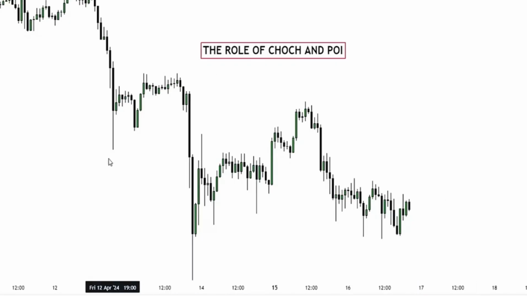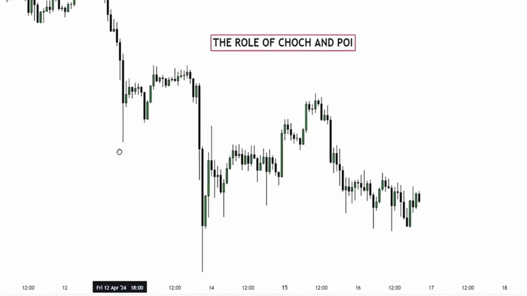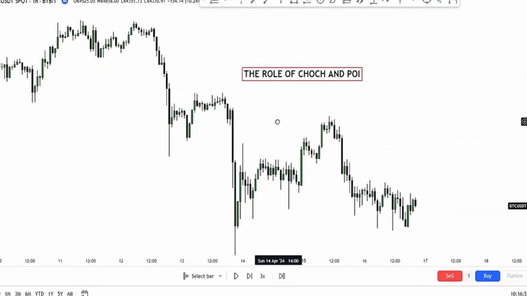Now look at this chart. I just want to go straight to the point. This is BTC USDT. It can be applied to any chart at all. You can use it for indices, you can use it for currencies, anything. Now, blending market structure shift and point of interest, because that is the kind of confirmation we need.